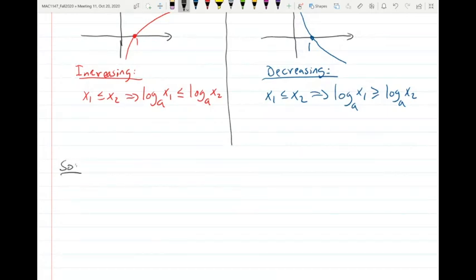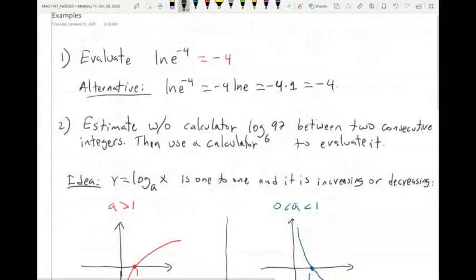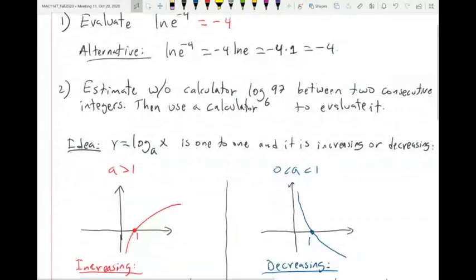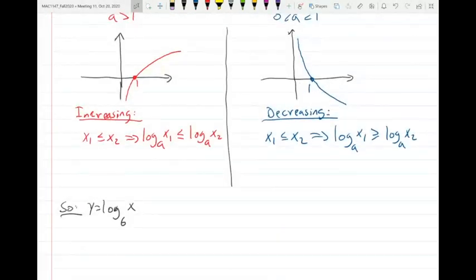In our case, the function that we're interested in is log base 6 of x, because we want to estimate log base 6 of 97. In this case, this is an increasing function, because 6 is bigger than 1. And so it respects inequalities. No, it doesn't flip it. That's what I mean when I say respects inequality. So it respects the inequalities.